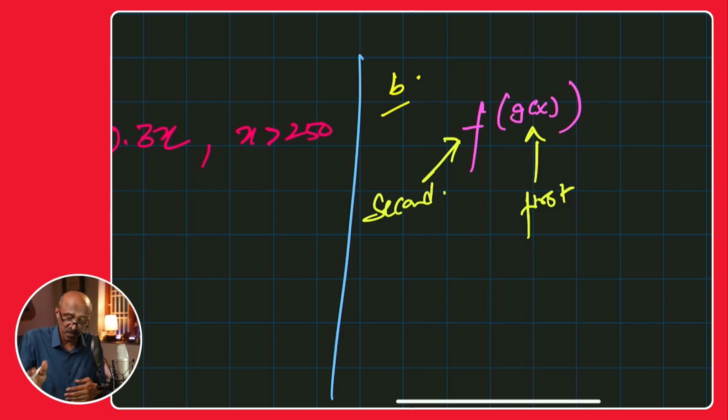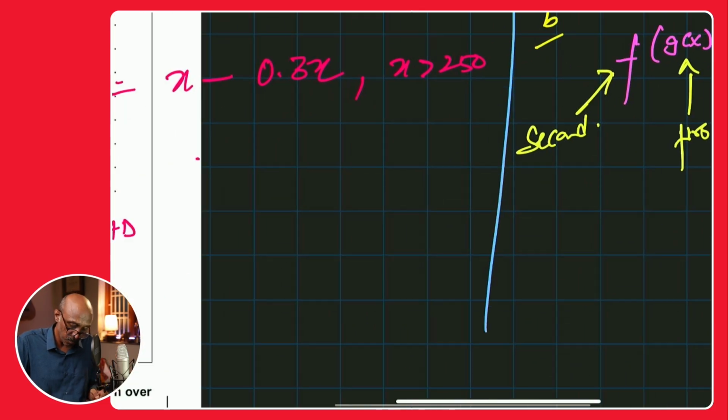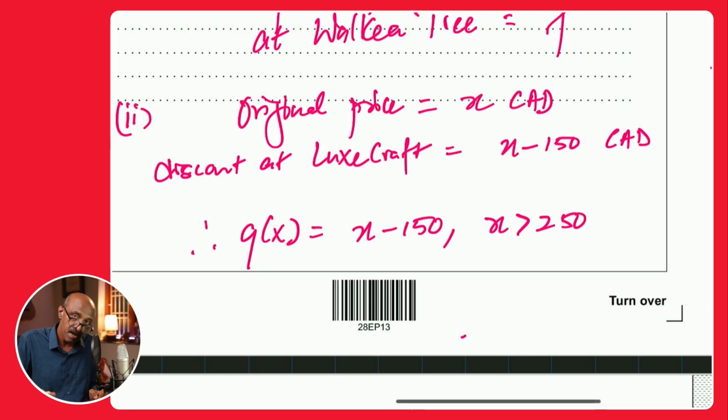I've made a video on composite functions. It's on my YouTube channel. I'll link it somewhere maybe, but please go ahead and take a look at it. Order matters. F of g is not necessarily equal to g of f. But in this context is what we need to explain. What is g? G is that reduction. First the reduction and then 30% off. Okay, that's how f of g would mean.